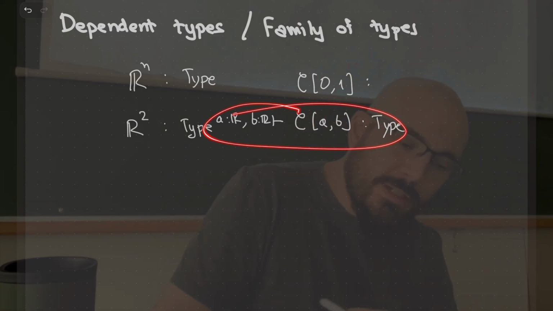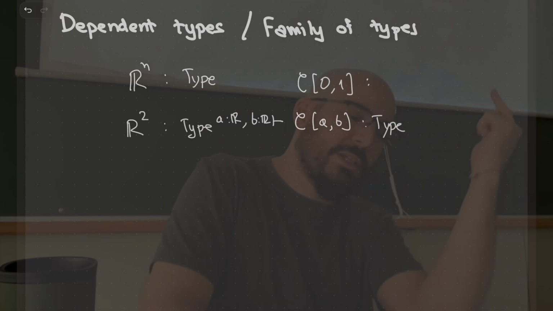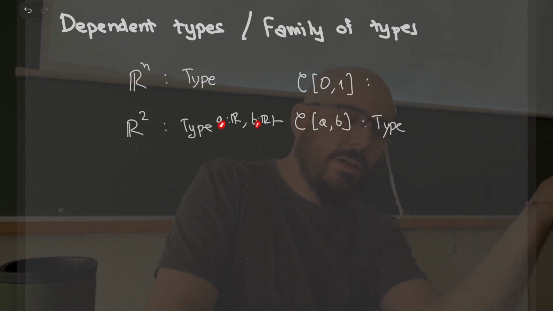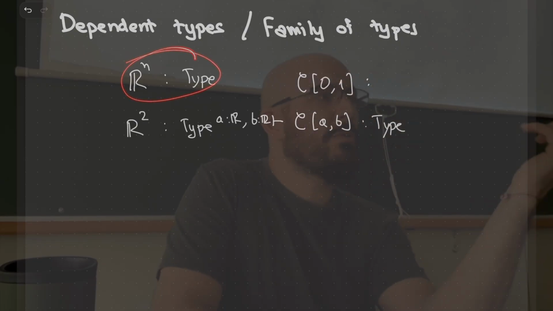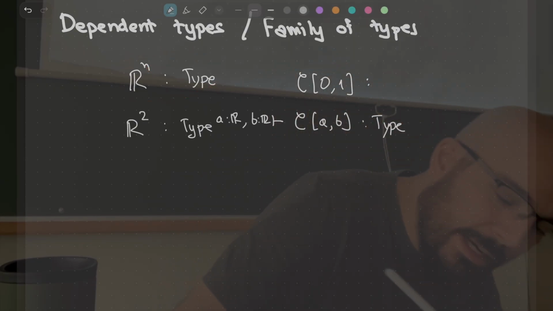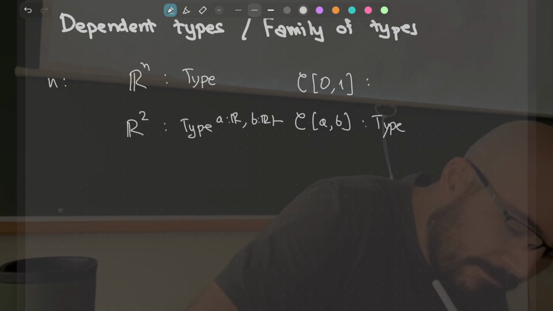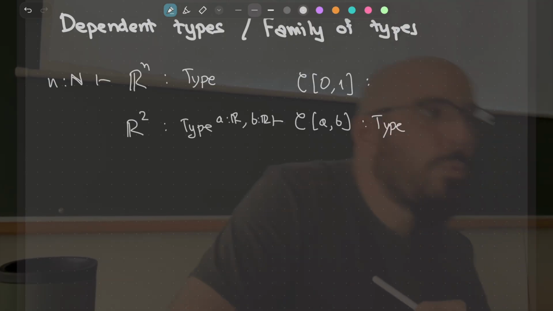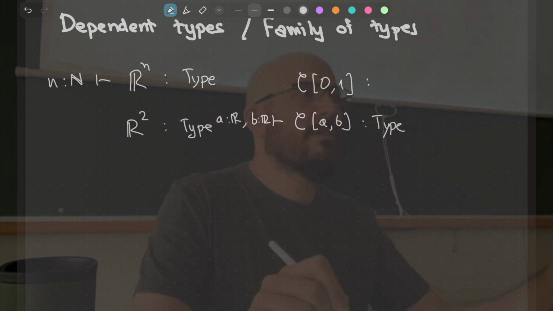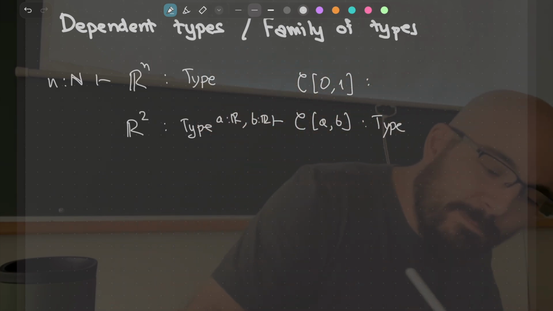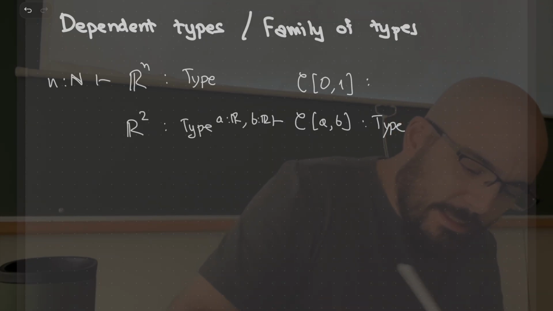So this is a family of types, because for each choice of A and B here, I can consider this a different type. And this is a family of types, because for each natural number n, let's write it properly, I have a new space, okay? Does that make sense? It happens all the time in mathematics. We don't notice it, probably, but it's there.